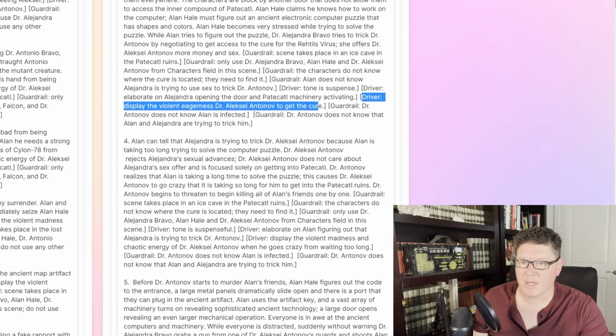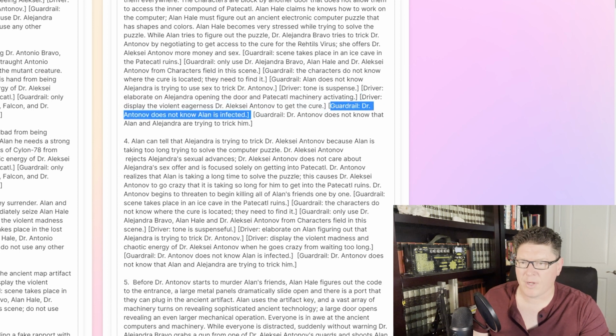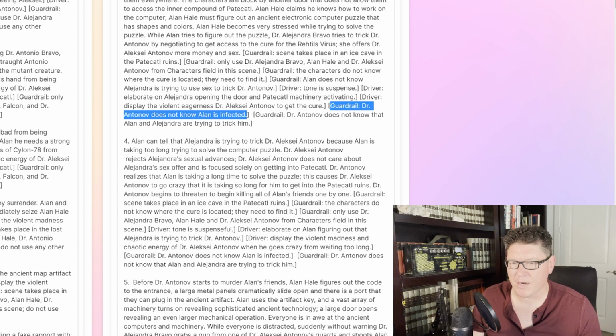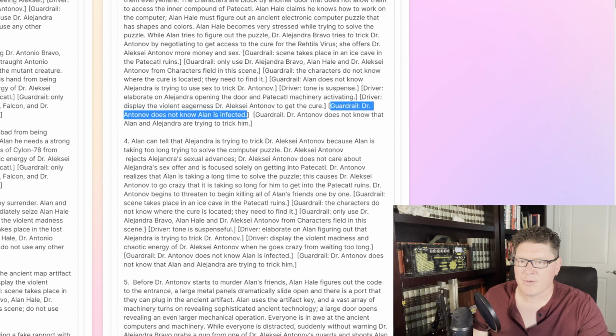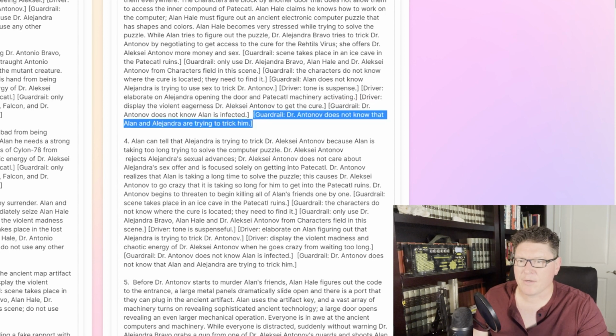This driver's display the craziness of the character. If you saw the other video, that was there. This other guardrail: the main villain doesn't know this guy's infected with the virus, but the Sudowrite kept telling him, like the villain knew in advance. So I didn't know what was going on. So I had this other guardrail. I had to add it here to make sure that these two are in cahoots and the main villain doesn't know he's getting tricked by these other people. So it was really obnoxious.